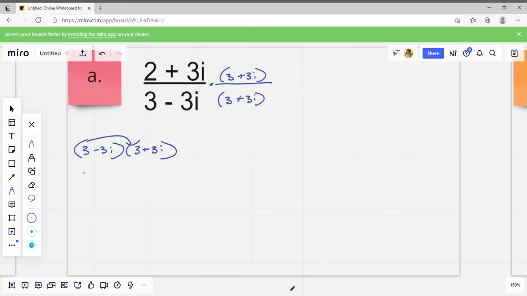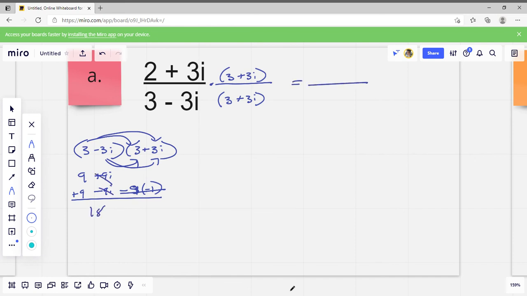3 minus 3i times 3 plus 3i. 3 times 3 is 9. 3 times 3 is 9i. This would be negative 9i. And that would be negative 3 times negative 1. So all that would cancel. Nope, that would be negative 9 times negative 1. 3 times 3 makes 9, positive 9. Alright, those cancel each other out, and 9 and 9 is 18. So our new bottom is 18.